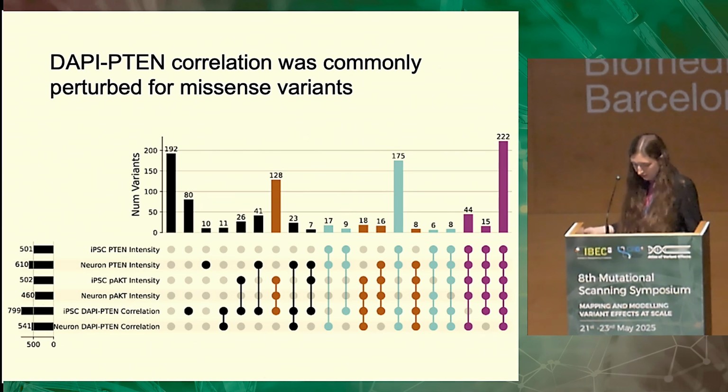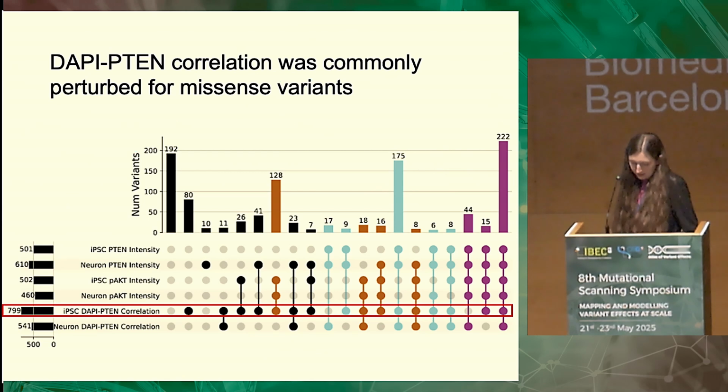Also of interest to us was that the DAPI PTEN correlation feature that I mentioned was commonly perturbed, especially in iPS cells. We obviously knew going in that abundance and phosphatase activity would be important, but we were surprised by the prevalence of this phenotype, and I think that's a benefit of an optical readout in this case.